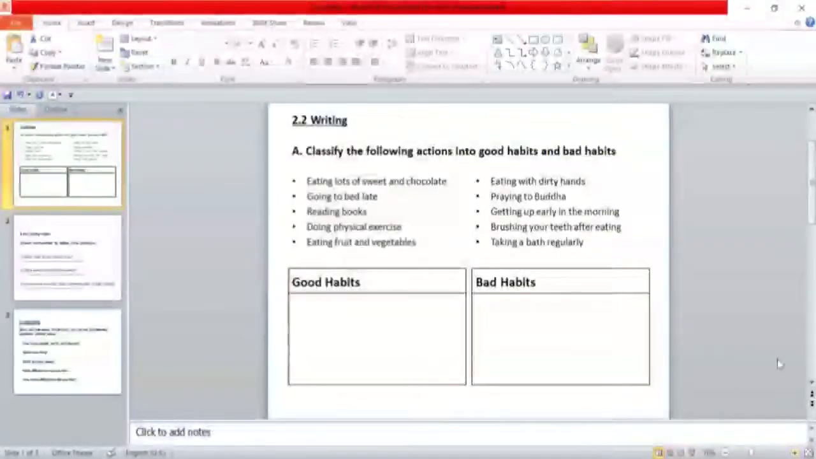Okay, so you have to choose which are good habits from this list, and after that you have to write it down under good habits, and write the bad habits under bad habits. Okay, so let's move to the next one.